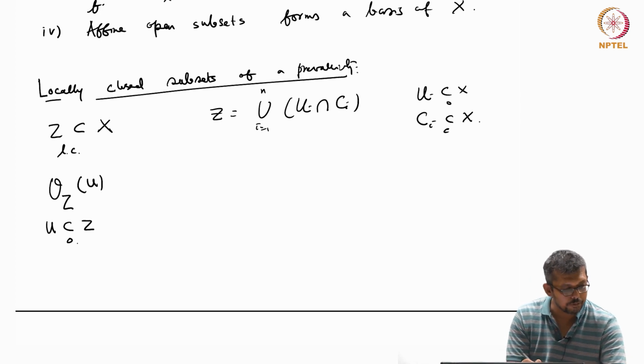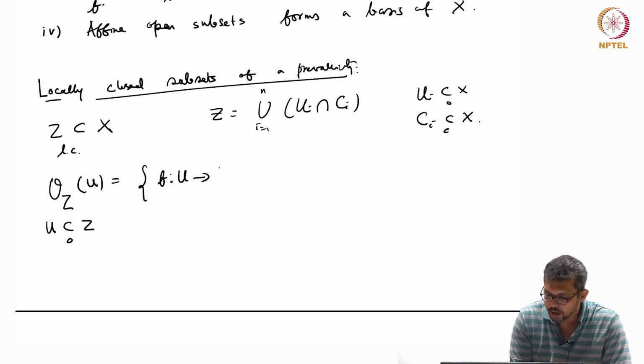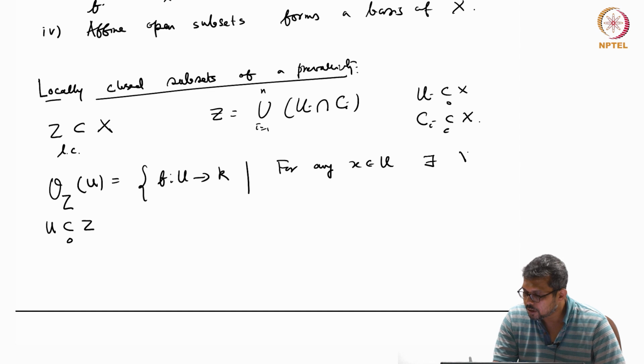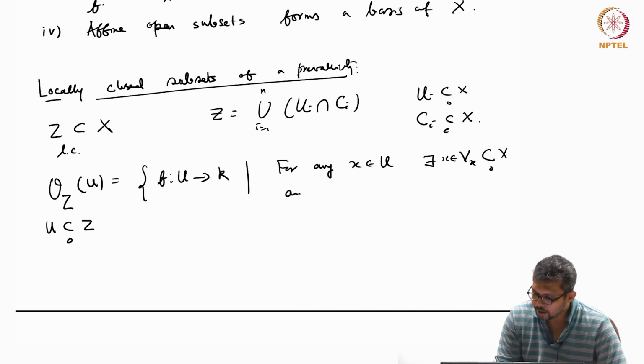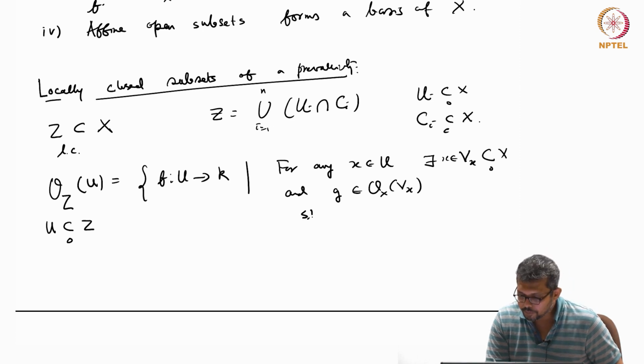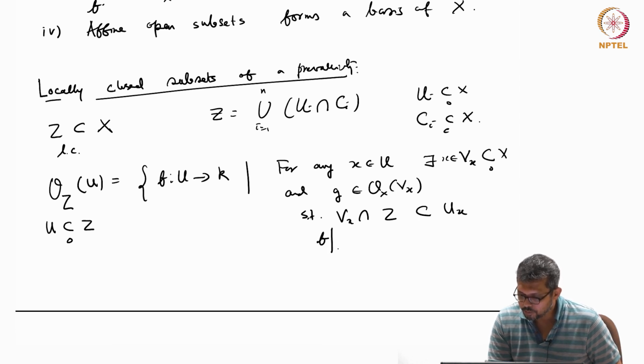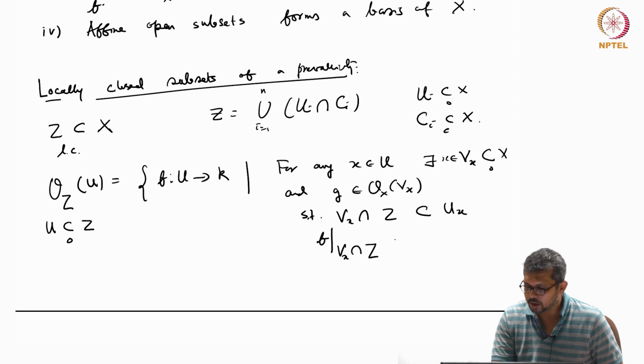If U is an open subset, then O_Z of U is the set of all functions from U to K such that for any x belonging to U, there exists a V_x, an open subset of X containing x, and an element g in O_X of V_x, such that V_x intersection Z is in U_x and the function f restricted to V_x intersection Z is equal to g restricted to V_x.